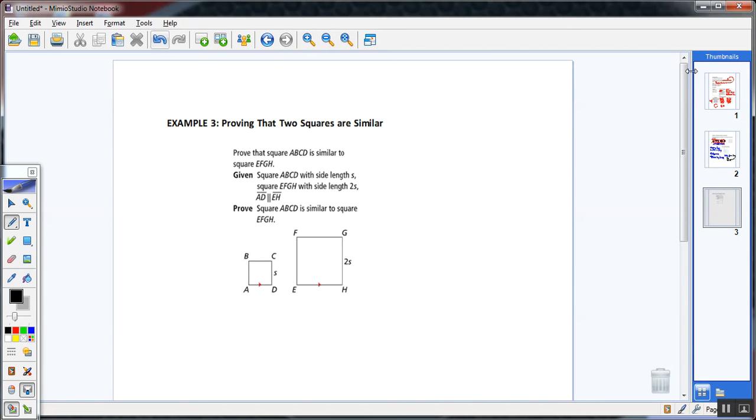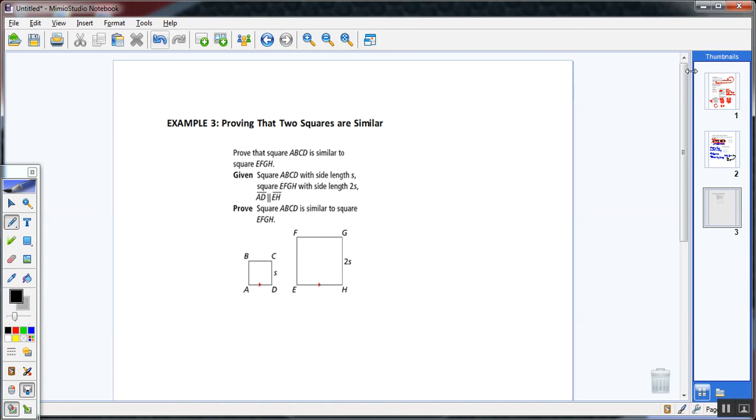Last example here in the notes. I don't like this example very much, but we're going to talk about it. Guys, you know that all squares are similar, right? Yeah. So our job is to prove that two squares are what up there? That they are similar, okay?